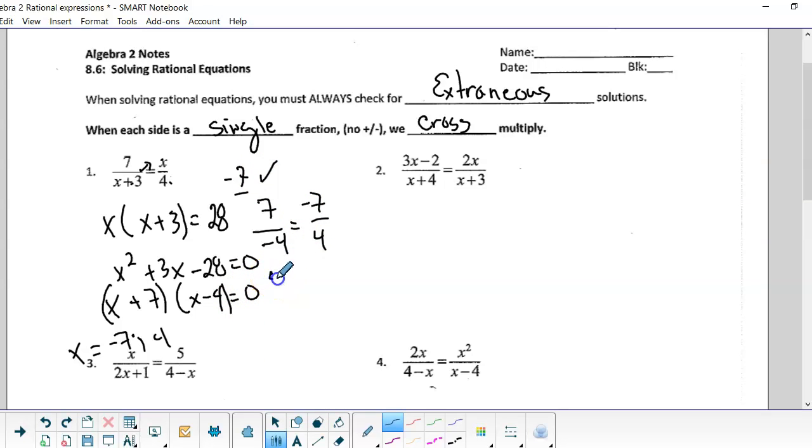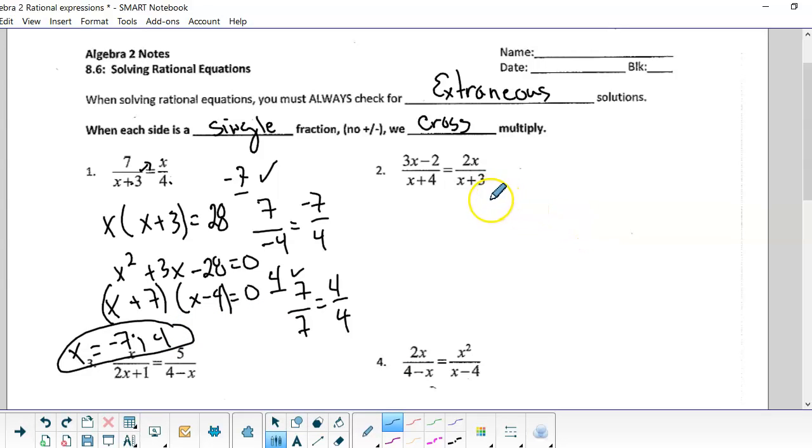And now let's do 4. If I put 4 in, I'm going to end up with 4 over 7, because 3 plus 4 is 7, equal to 4 over 4. And they are both equal to 1. So 4 checks out. So these two things are my solutions.